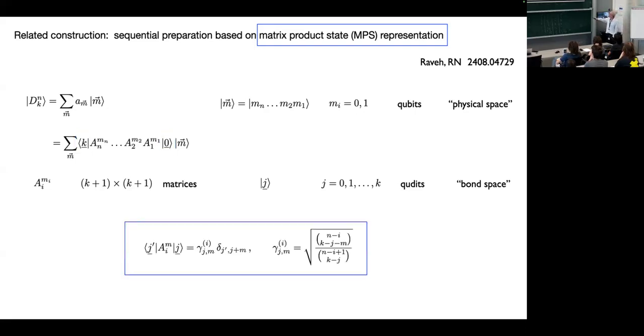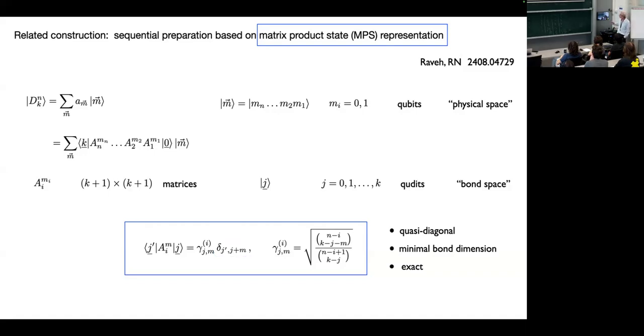What we found are exact formulas for these matrices, and they're very simple. They involve just binomial coefficients, and they're quasi-diagonal. M can be either 0 or 1. When M is 0, this is just a diagonal matrix. And when M is 1, it's just the next diagonal over. It turns out that this is the minimal bond dimension to make a Dicke state. And it's exact.